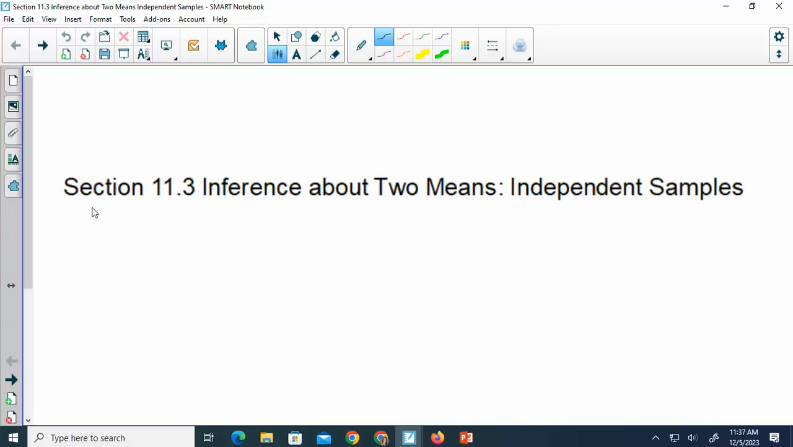Our final piece. We are looking at independent samples today. So yesterday we were talking about hypothesis testing with two different groups, but they were related somehow. What kind of data did we have yesterday? Matched pairs. There was a connection. It wasn't just two random sets.